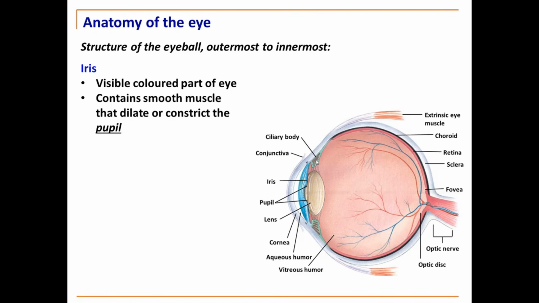And then we look at the iris. So the iris, this is the visible coloured part of the eye. And again, it contains smooth muscle to help to dilate or constrict the pupil. So, for example, if you have bright lights and close objects, the pupil constricts. The sympathetic fibres help to control pupillary dilation, and parasympathetic fibres control constriction.